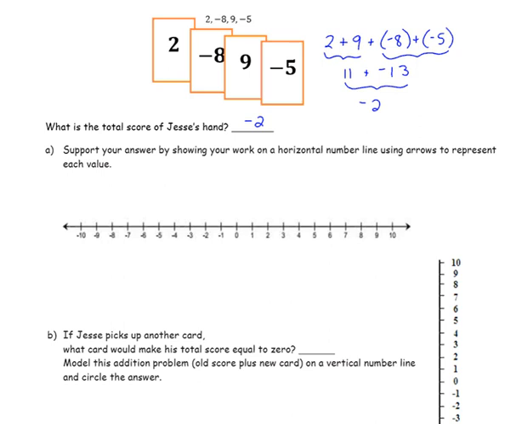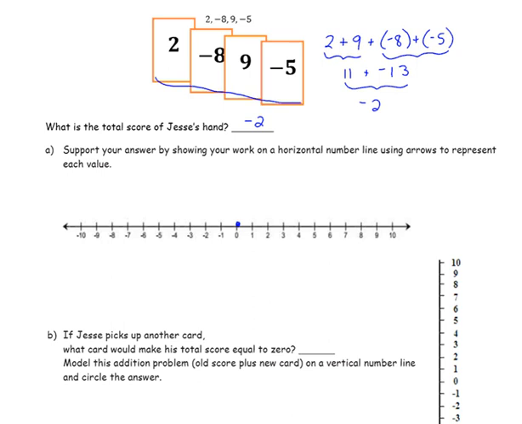Support your answer by showing your work on a horizontal number line and using arrows to represent each value. Remember to start from 0. And you can do this in any order you choose. I'm going to do it in the order that the cards are presented.